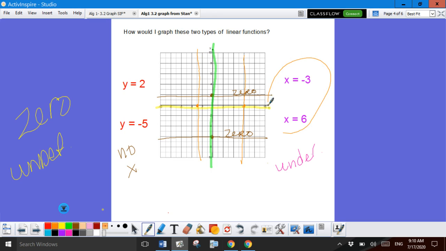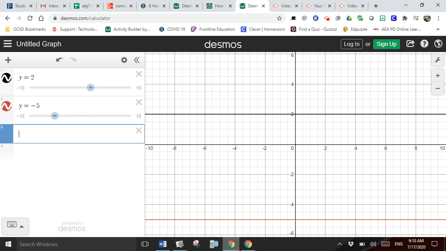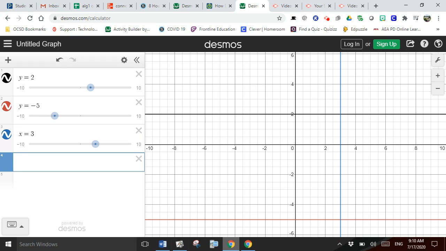Let's see if we can graph these on Desmos and see what happens. So x equals 3. Yep, it graphs it. And I have x equals -6, or +6, -2, I think is what they were. But notice that you can graph y equals or x equals on the Desmos graphing calculator if you need to check yourself to make sure that you're accurate.